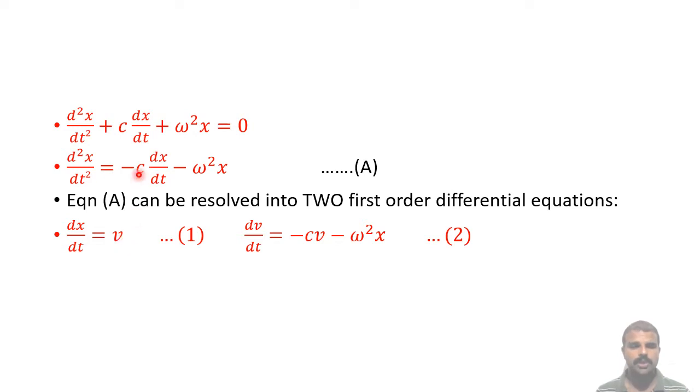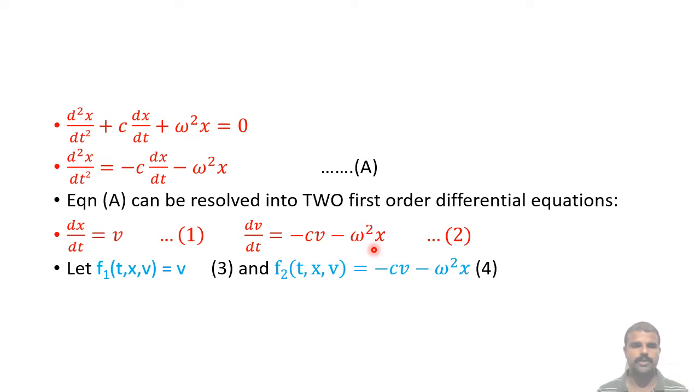With that substitution, this equation will change as d square x by dt square is nothing but dv by dt, because dx by dt is v. So this is dv by dt equal to minus c into dx by dt, which can be written as v, minus omega square x. Alright, and this is equation number 1 and this is equation number 2.